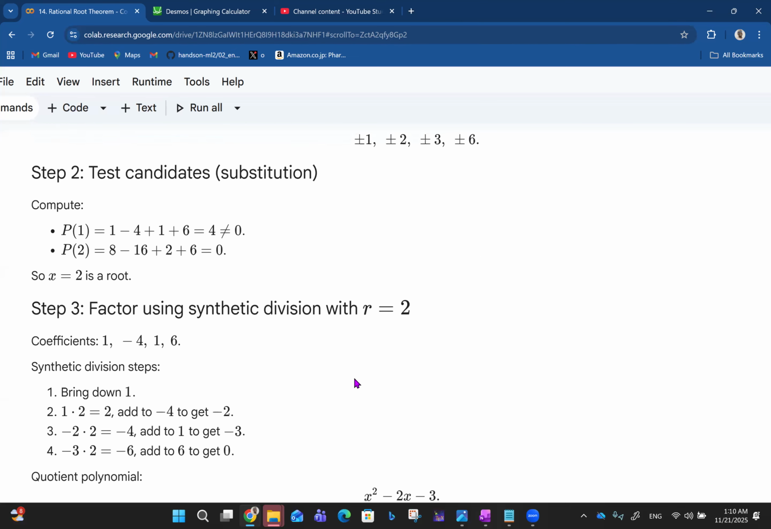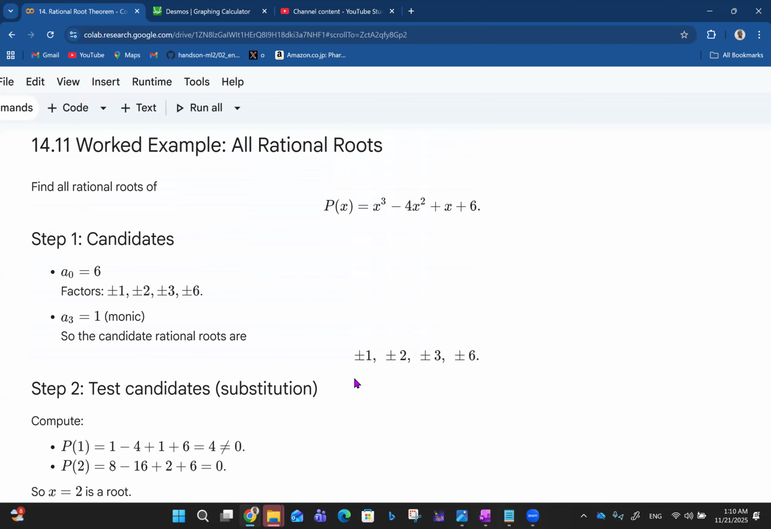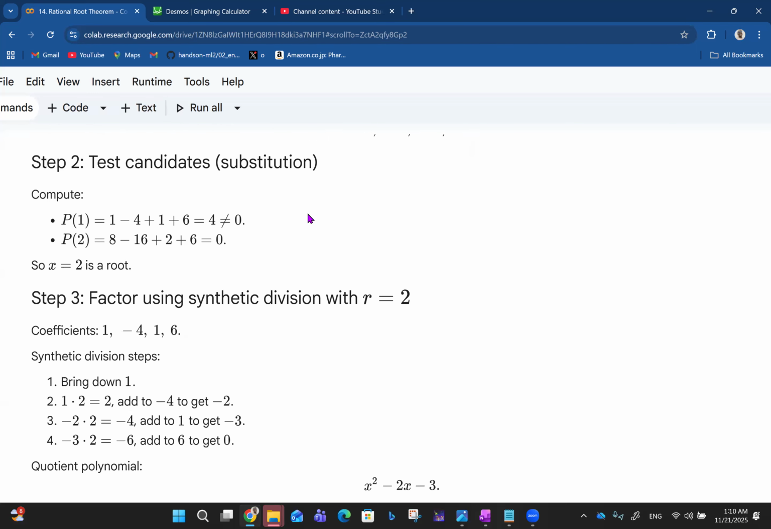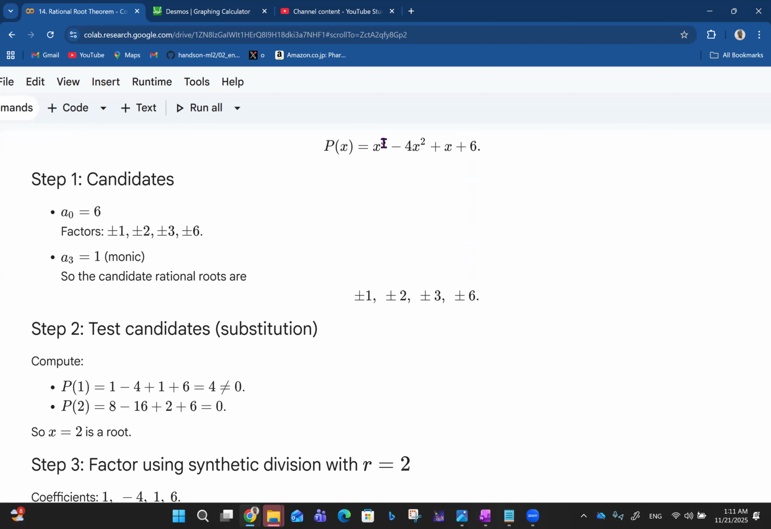If you test candidates by substitution into the original expression, if you try p of 1, you don't get 0. You try p of 2, you get 0. So that means that x equals 2 is a root. You can then factor using synthetic division with r equals 2. Since x equals 2 is a root, the coefficients, don't forget, are 1, minus 4, 1, 6, and everything is represented.